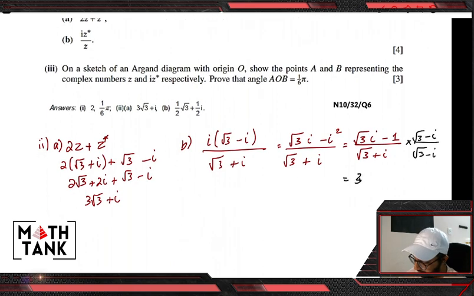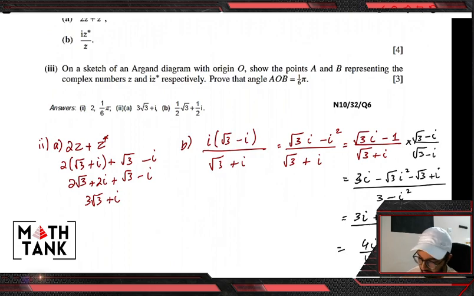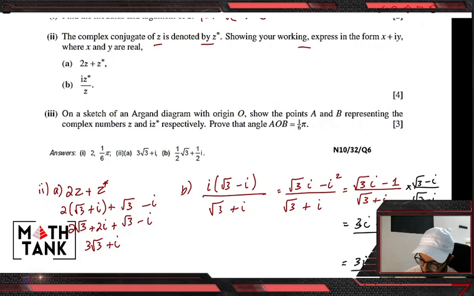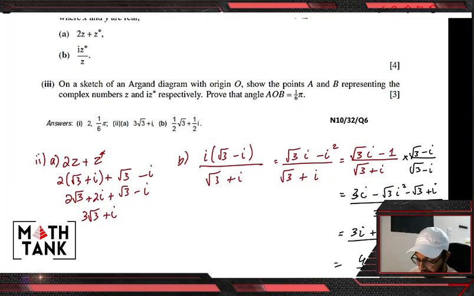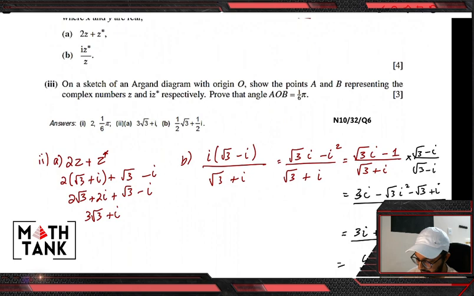So I get 3i minus root 3 i squared minus root 3 plus i, and in the denominator I get 3 minus i squared. So I get 3i plus root 3 minus root 3 plus i, and I get 4. In the denominator I get 4i, and that becomes i. So this answer is therefore, that is what it should be. Maybe I made some mistake. Let's go back and check my calculations.